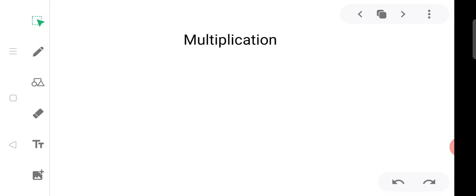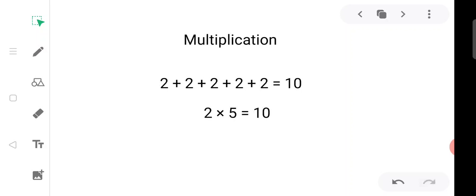See, if we add 2 five times, we get 10: 2 plus 2 is 4, 4 plus 2 is 6, 6 plus 2 is 8, 8 plus 2 is 10. We get 10, which is the same as 2 multiplied by 5. 2 fives are 10. So instead of adding 2 five times, we can multiply 2 by 5. Listen, for multiplication you need to know the tables very well. So you have to learn the tables.